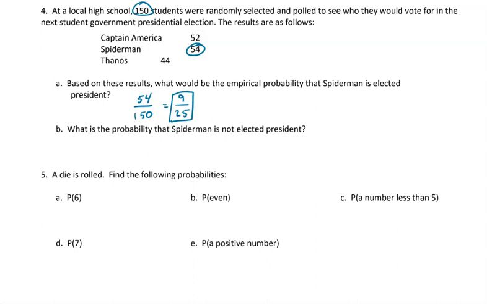What is the probability that Spider-Man is not elected president? Well, we have two different ways that we could do this one. The first is we can just add up the other votes. So if we do 44 plus 52, that gets us 96. So 96 out of 150 people did not vote for Spider-Man, which would get us 16 out of 25 if we reduce it.